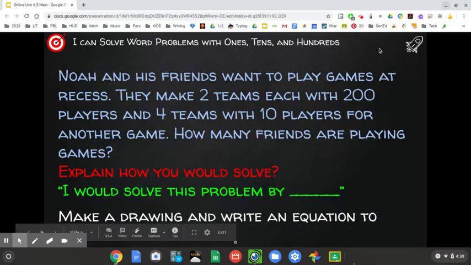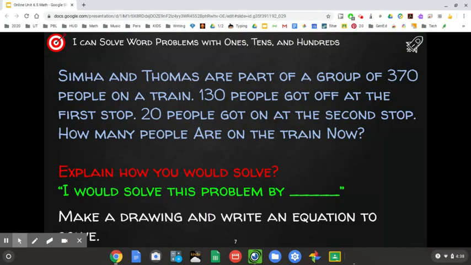Okay, and then finally, here is your last problem. I want you to choose a strategy. Choose the way that you're going to solve it. If you want to make a drawing with the 10 sticks and ones, please do. If you want to try the vertical form, please go ahead and do that as well.